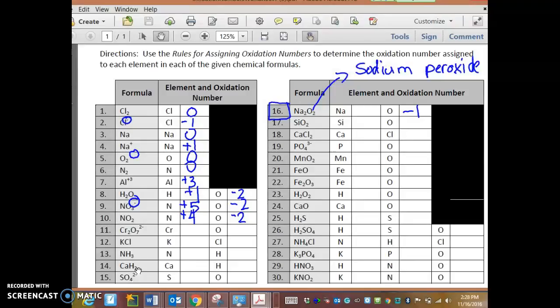Please continue on the worksheet. Watch out for number 16 because you have a peroxide ion.